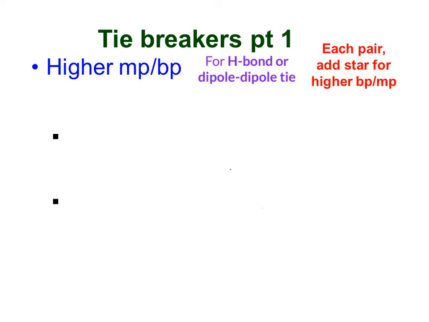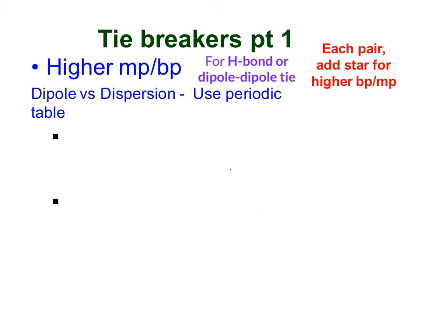The first thing is there's actually two different situations for this. It matters which direction you're going on the periodic table, because in one direction we're going to look at the dipole, and in the other, dispersion is actually going to overwhelm that. So either way, we're going to use the periodic table.